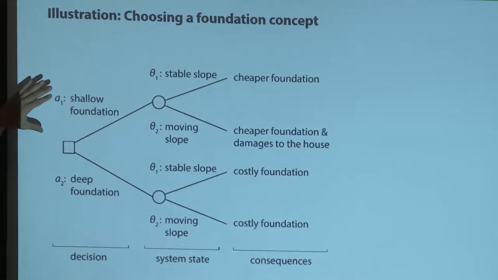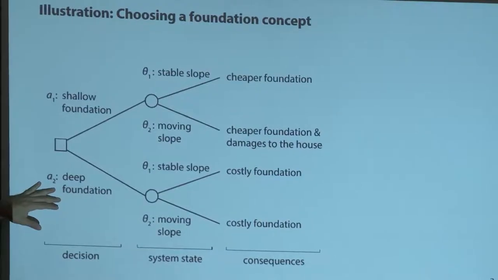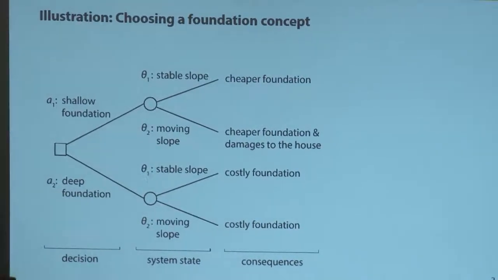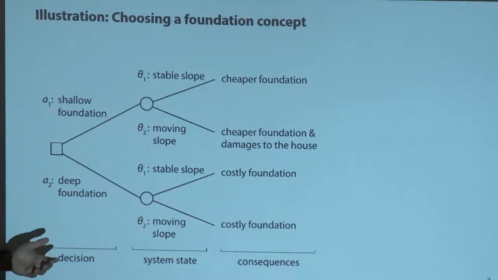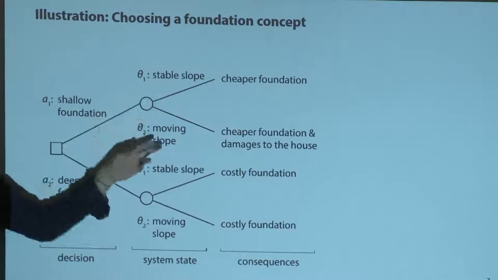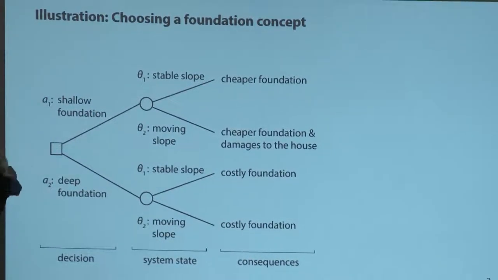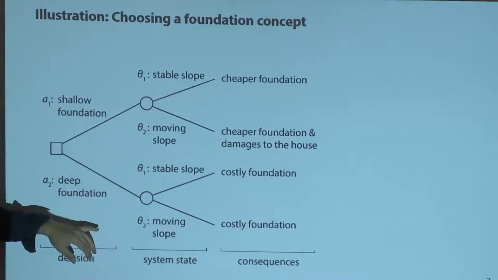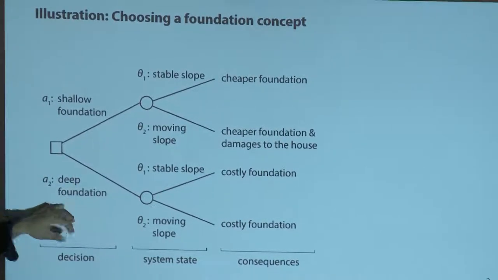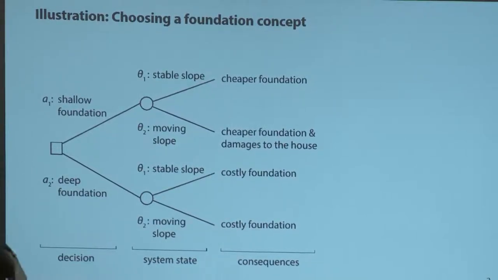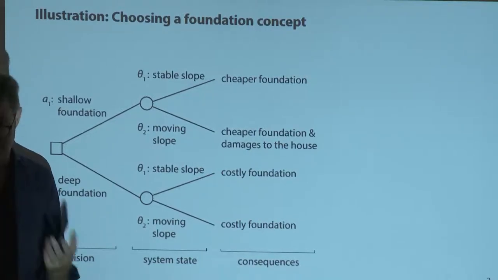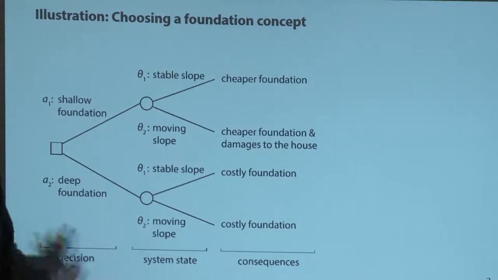A very simple problem: I have to choose a foundation. You want to build a house on a slope, and there is some uncertainty as to whether the slope is actually stable or potentially moving. If you have a moving slope, you want to have a deep foundation, whereas if you have a stable slope, a shallow foundation, cheaper, might be sufficient. Typical geotechnical problem, and in geotechnics there's a lot of uncertainty, and if we speak of inspection, monitoring, doing measurements, geotechnics is really a field where this is done all the time.